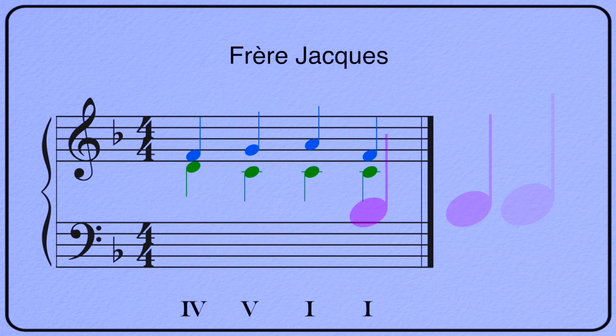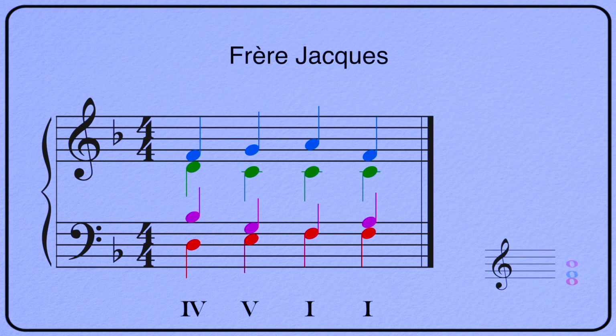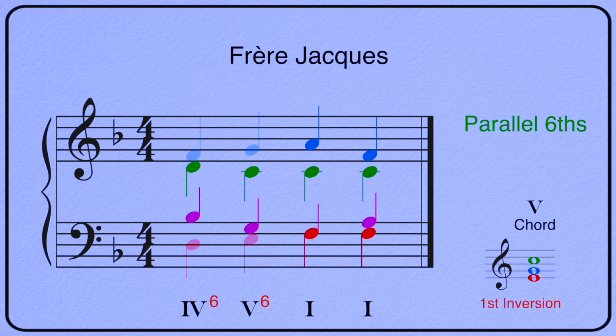Here we have the same chords, but we start on the 4 chord, B flat major, in first inversion, 4-6 in figured bass. Moving to our 5 chord, C major, it's also in first inversion, 5-6. Now the bass and soprano move in parallel sixths, no problem there. Listen to this improved version.